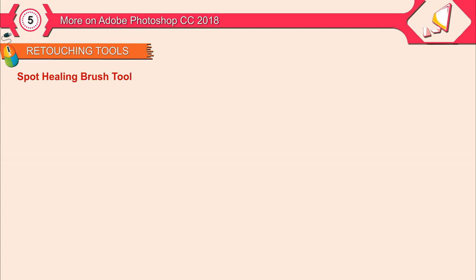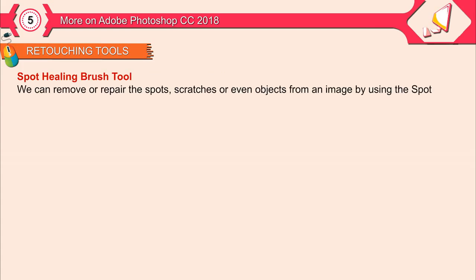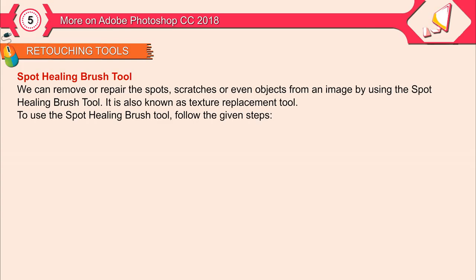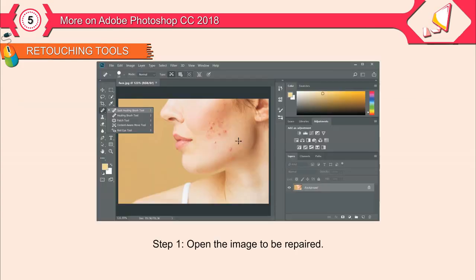Spot Healing Brush Tool. We can remove or repair the spots, scratches, or even objects from an image by using the Spot Healing Brush tool. It is also known as Texture Replacement tool. To use the Spot Healing Brush tool, follow the given steps. Step 1. Open the image to be repaired.